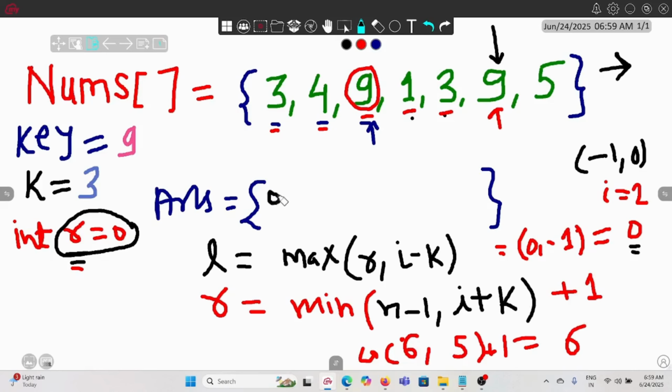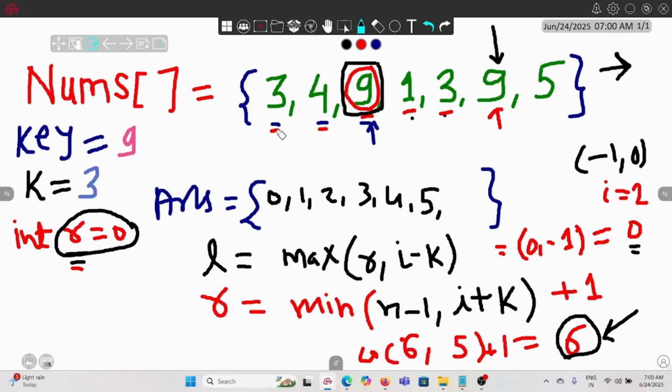So 0 will also include 1, 2, 3, 4, 5, up to R minus 1. Now this 6 would be the index which is not visited yet, because of this, the rest are all visited from the left side as well as from the right side. Now we are going ahead, this is 1.